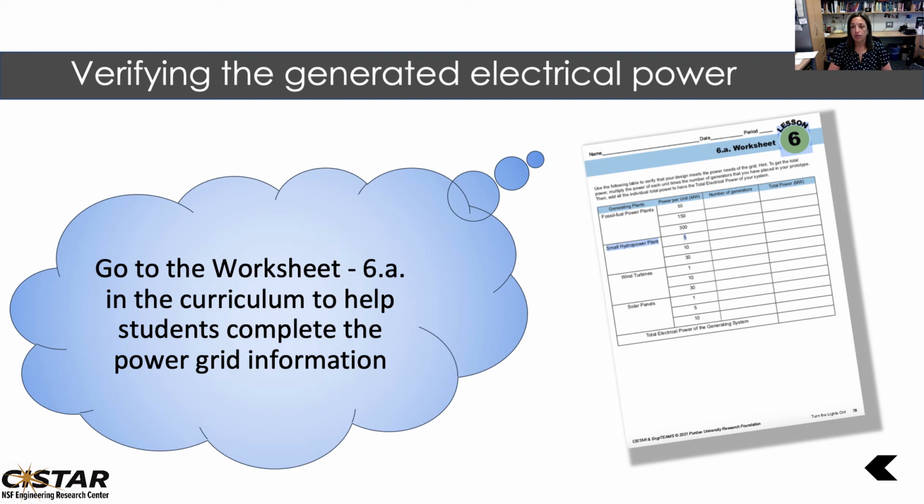To do so, they will replicate their prototype from Lesson 2 by using the maps and the models of the generating plants. When they calculate the power, they will be able to verify if their design meets the power needs of the grid. To get the total power, they need to multiply the power of each unit times the number of generators that they have placed in their prototype. Then, students will add all the individual power to have the total electrical power of the system. You can find possible answers in the 6A worksheet, Possible Answers, attached in the curriculum for Lesson 6.